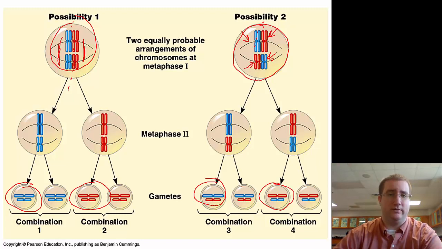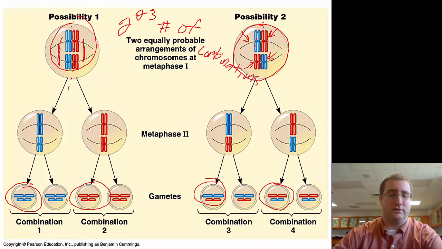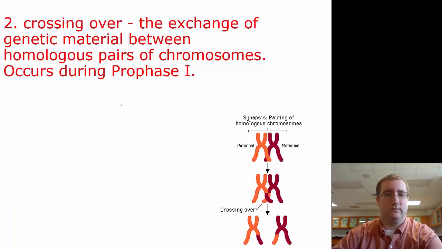Well, we have 23 pairs of chromosomes, each of which can flip-flop in whatever orientation it wants. So we can create 2 to the 23rd power combinations based strictly on random assortment alone, which is a massive amount of variation. Just this alignment of chromosomes during metaphase 1 creates 2 to the 23rd power different sex cells in a human. So this is a very powerful mechanism to create variation in your gametes, in your sex cells.